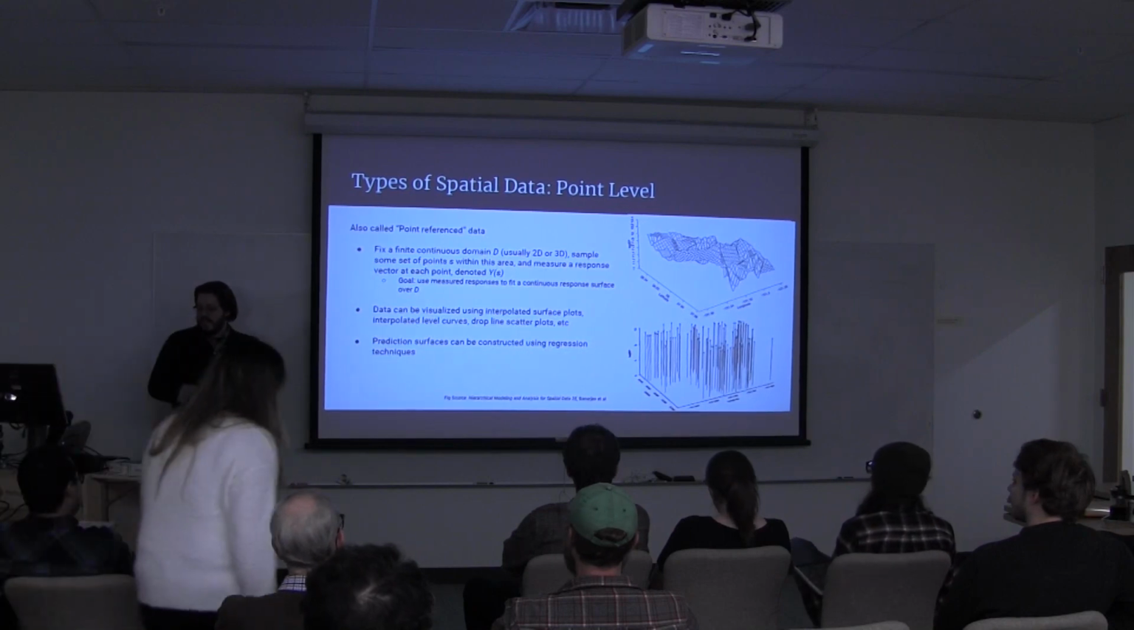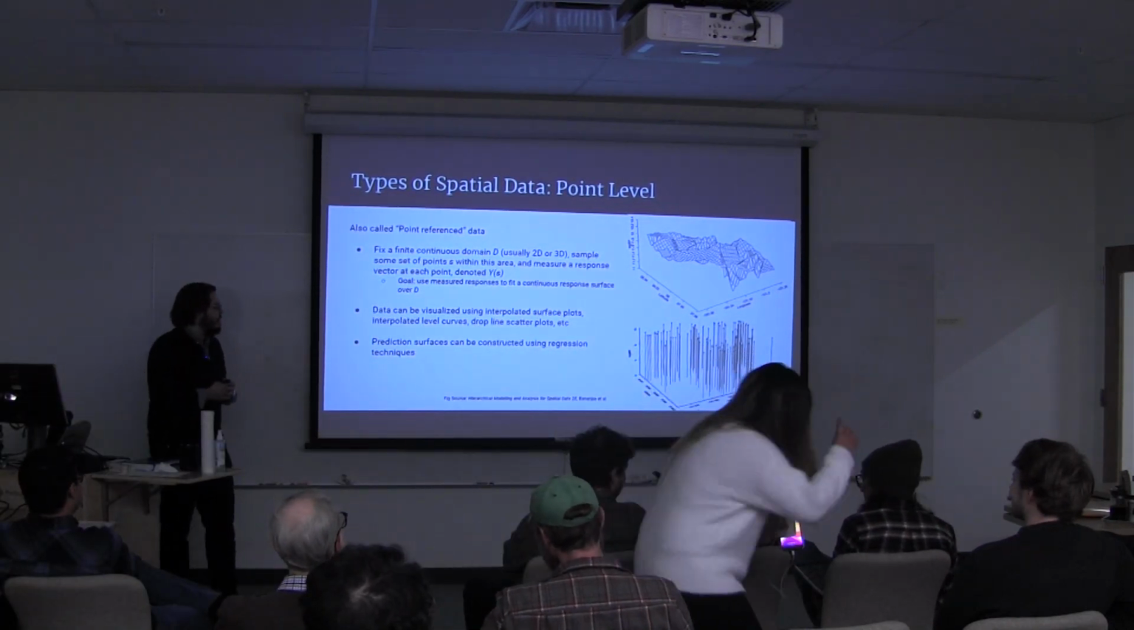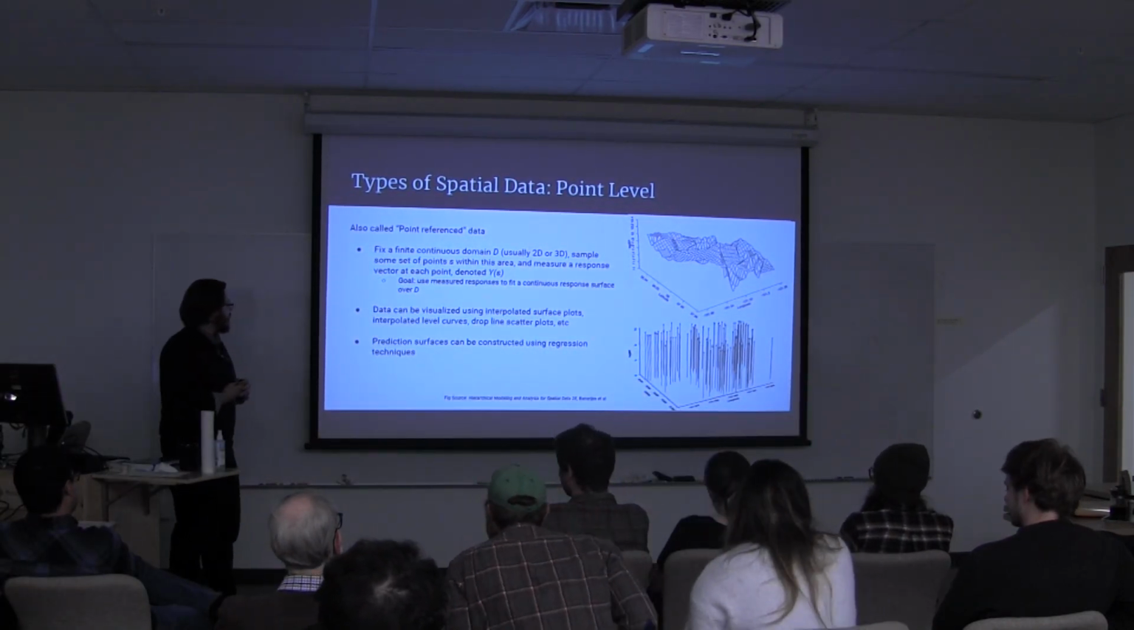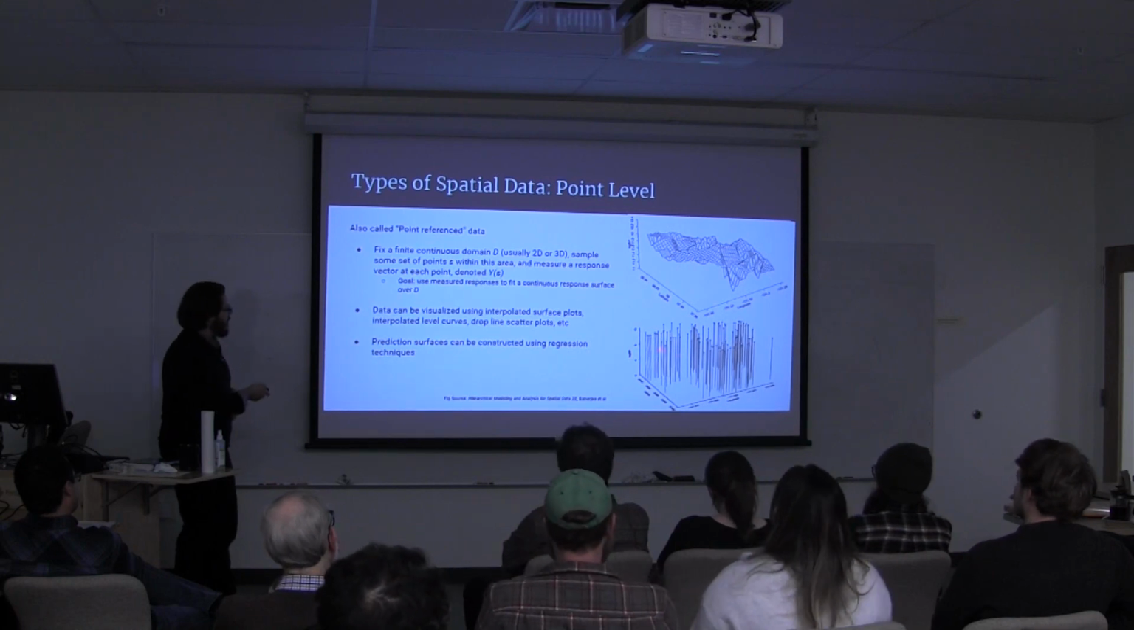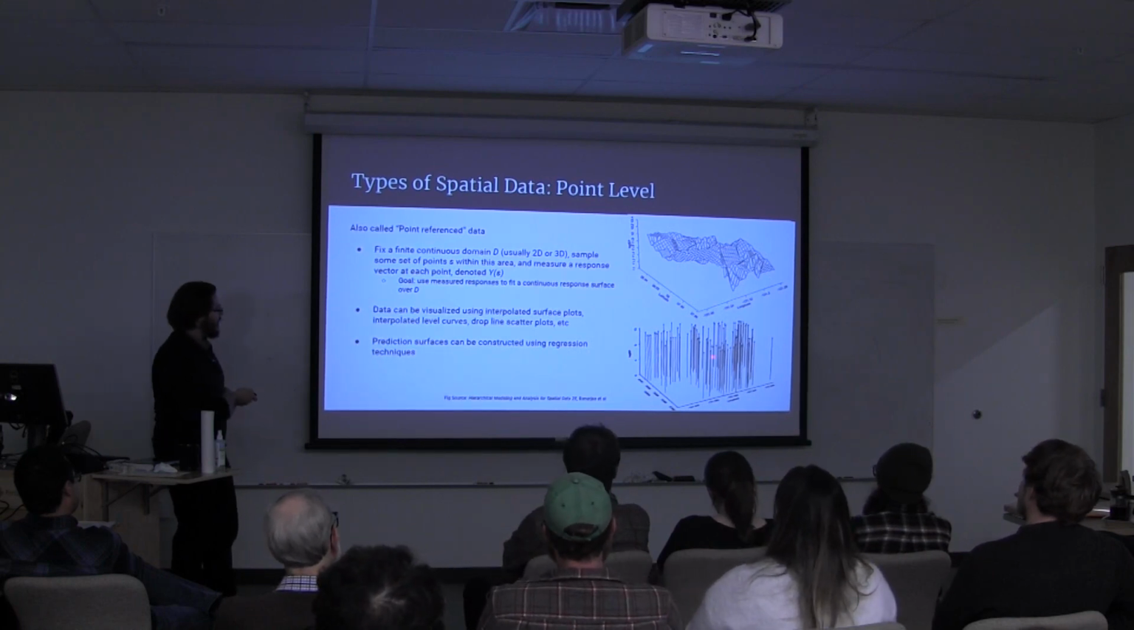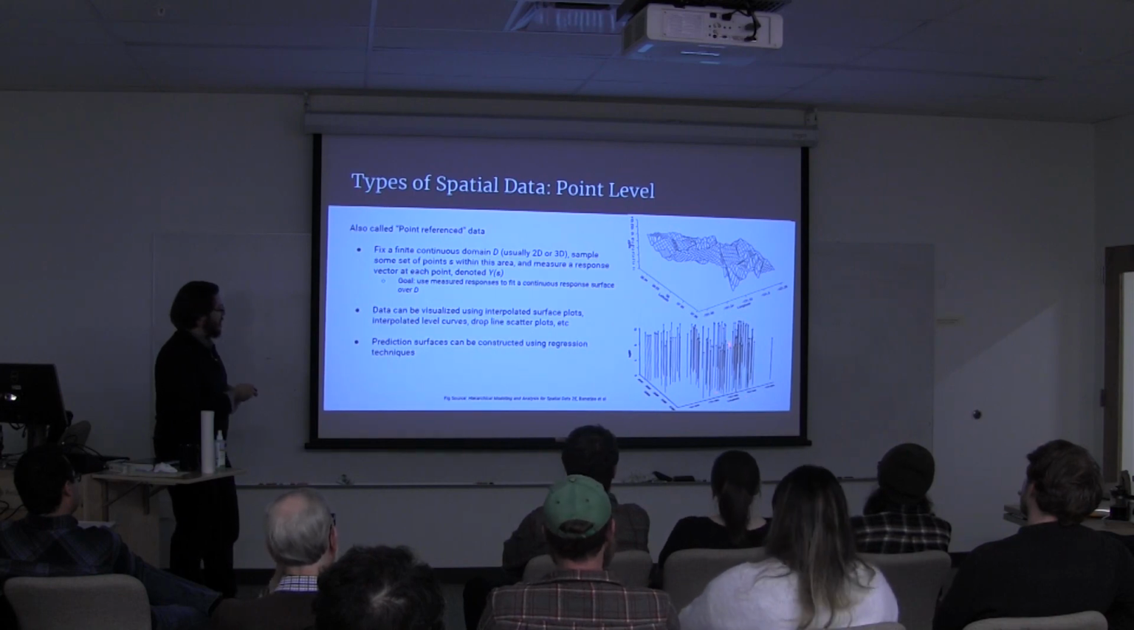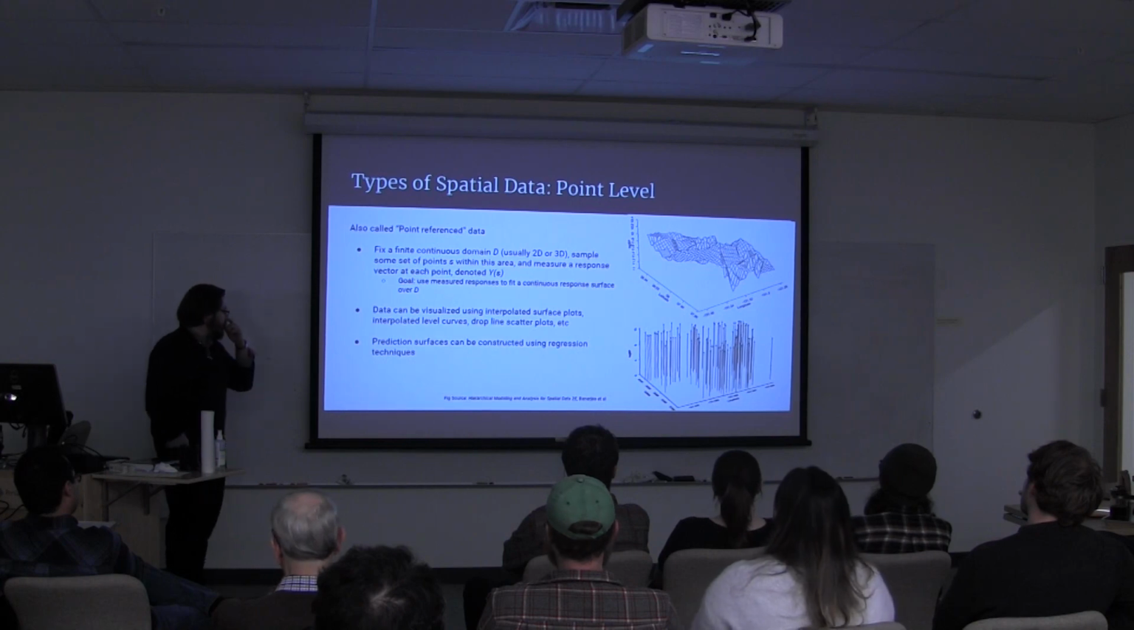So this is what your raw data would look like if you went and did a study like this. This is called a drop line scatter plot. The idea is that you have your longitude and latitude of the points that you gathered, and then the magnitude of these vectors are the responses that you're measuring.